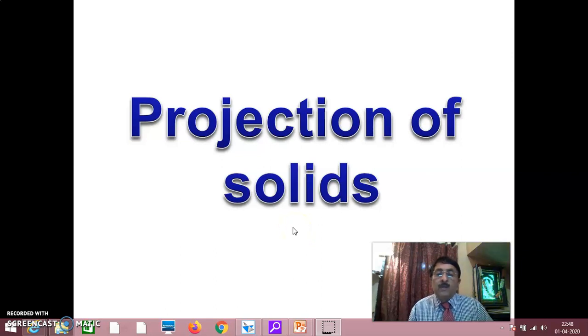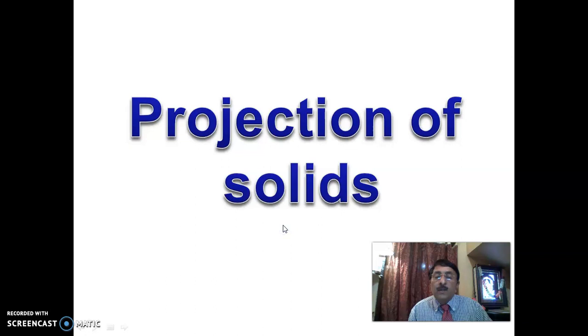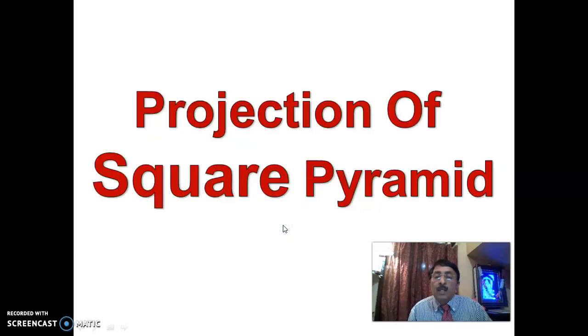Hello everyone. Today we are starting a new chapter, that is projection of solids. A solid will represent three dimensions of any object. It will have length, breadth and height. Under that we start with projection of a square pyramid.